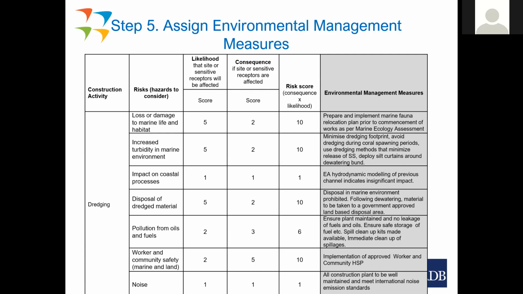Increased turbidity, well, here we go. Minimize the dredging footprint, avoid dredging during coral spawning periods, use dredging methods that minimize release of suspended solids, deploy silt curtains around dewatering bund. And so these are standard sorts of measures that would be used to reduce the impact of turbidity on the marine environment from dredging. And again, coastal processes, we've discussed that.